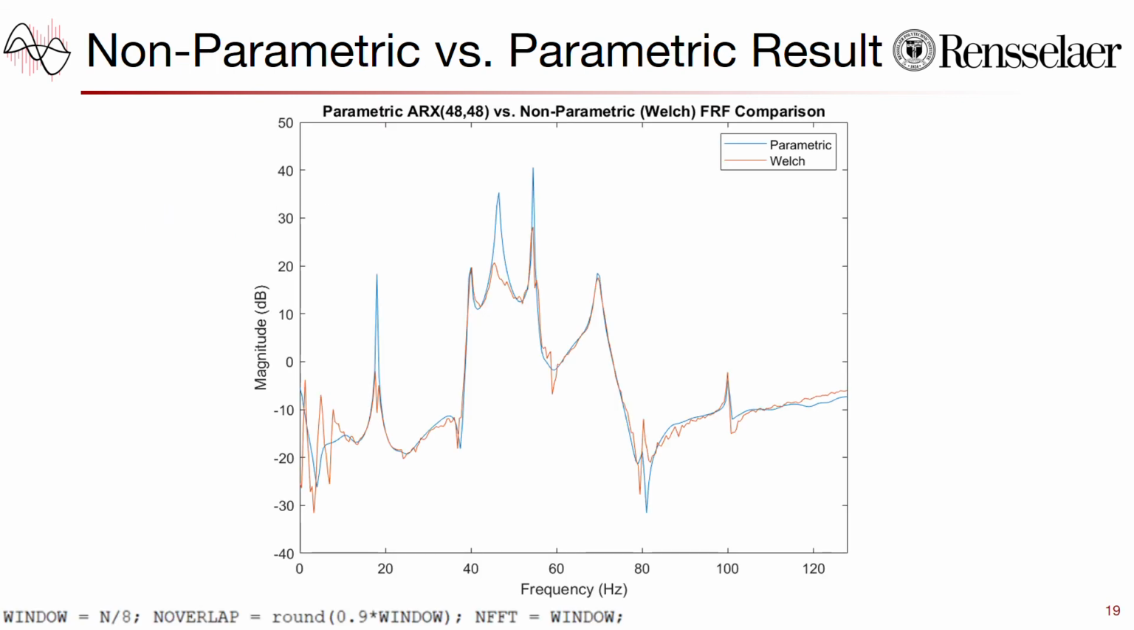All right, and so finally for the non-parametric versus parametric results, for NA and NB orders of 48 for my ARX model, it very closely resembles the non-parametric result from the Welch PSD. As you can see, it pretty much follows the general trend of the Welch, or the non-parametric model. And again, I used a consistent window of N/8, or 625.